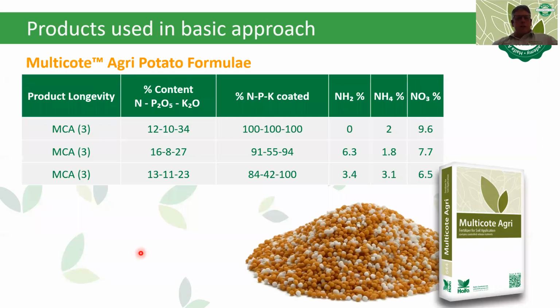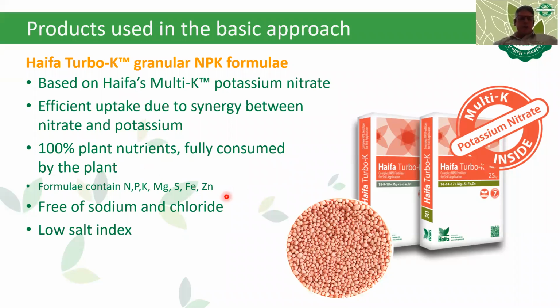And basically, if you see the 3 formulas, the percentage coating has changed, the formulas are different. And that's how each one differs, and each area differs based on the climate and on the requirement for the crop. Potassium Haifa Turbo-K is basically our go-to granule. It's an NPK compound with zinc, magnesium, and iron in. 100% plant nutrients, free of sodium and chloride, with a low salt index, so it's an ideal top dress fertilizer for most crops.